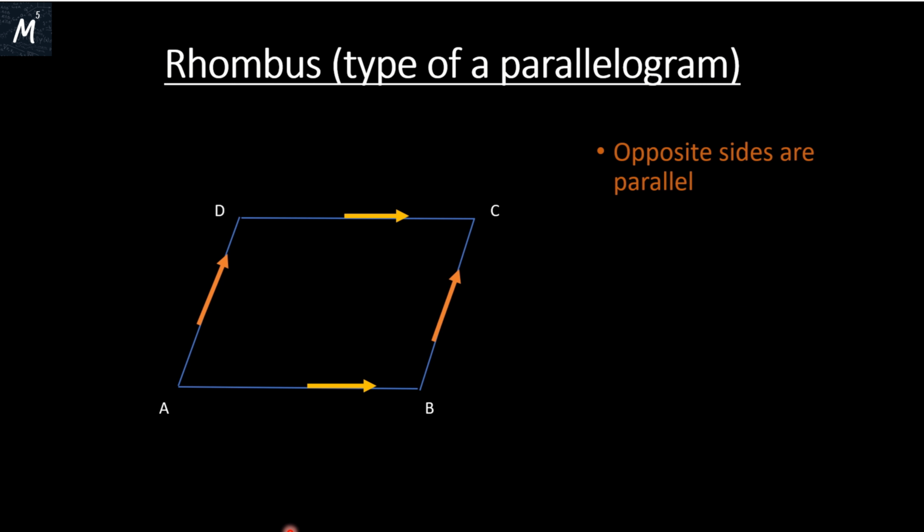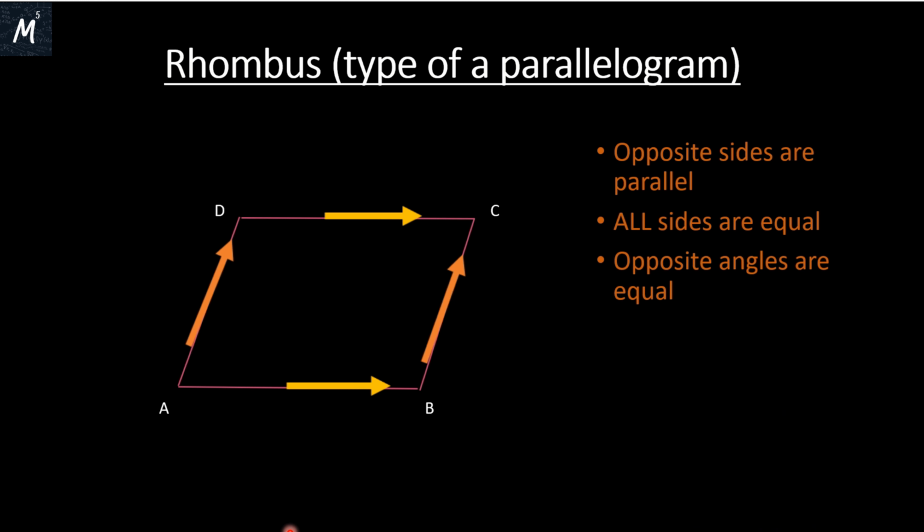So in a rhombus, opposite sides are parallel because it is a type of parallelogram. So AB and DC are parallel, AD and BC are also parallel. All sides are equal in a rhombus because we have squeezed the parallelogram in a way that we get all sides equal. So all sides are equal to each other. Opposite angles are equal. Just like a parallelogram, a rhombus also has opposite pairs of angles equal. So angle A is equal to angle C, angle B is equal to angle D.